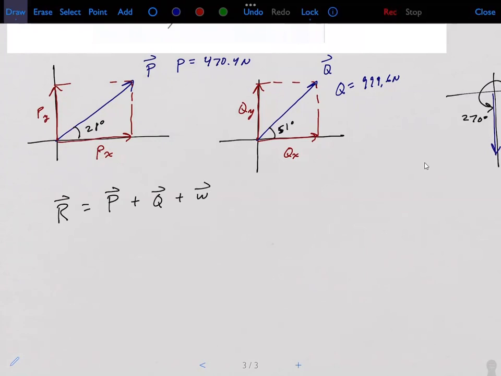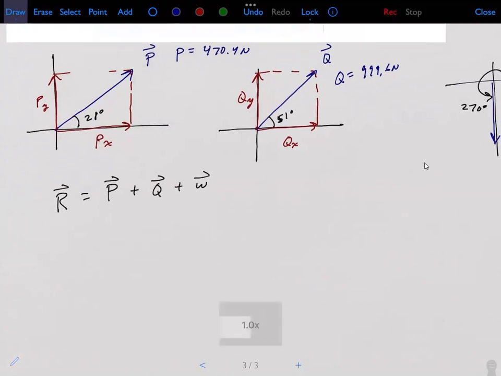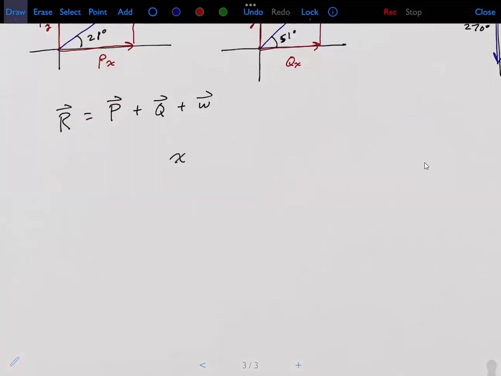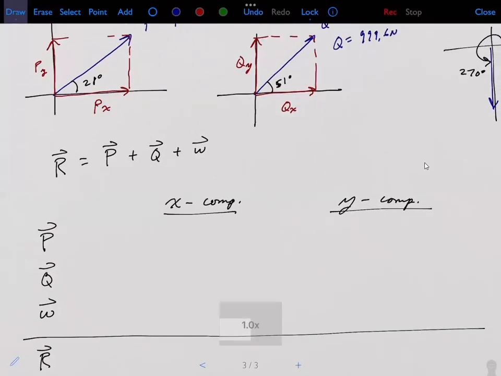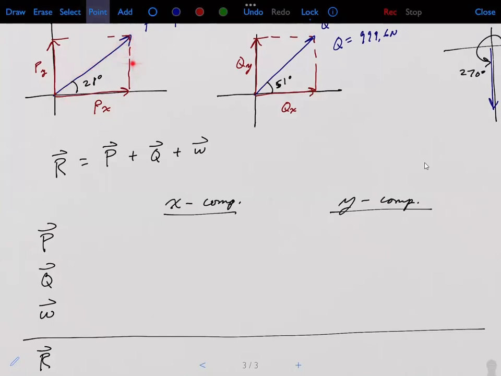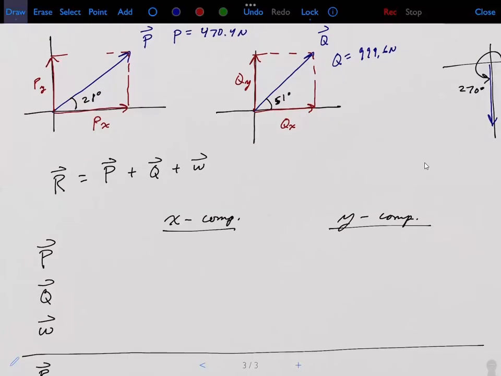Again, to save time, let's do this little table. I thought the table works out pretty well. So I have X component, Y component, and I have vector P, Q, W, and I ultimately want to find R, which is the sum of those. Okay, so for the X component, if this is my right triangle, and again, I'm using the reference angle, PX is positive, right? PY is positive. So that's also going to be positive. So to work this out, well, the magnitude is 470.